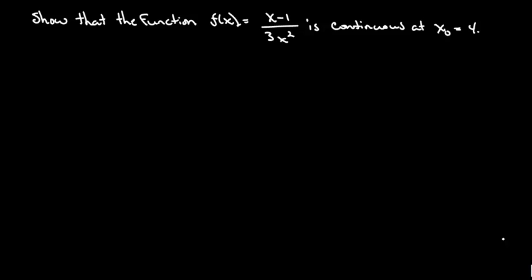For example number 2, they ask us to show that the function f of x, which equals x minus 1 over 3x squared, is continuous at x sub naught equals 4. Now, the reason the solution of the book is not good enough for this class.